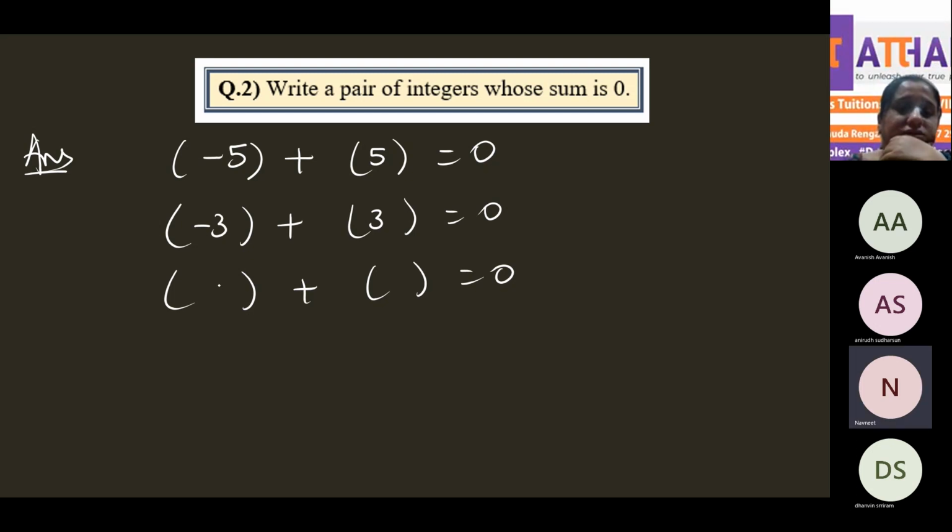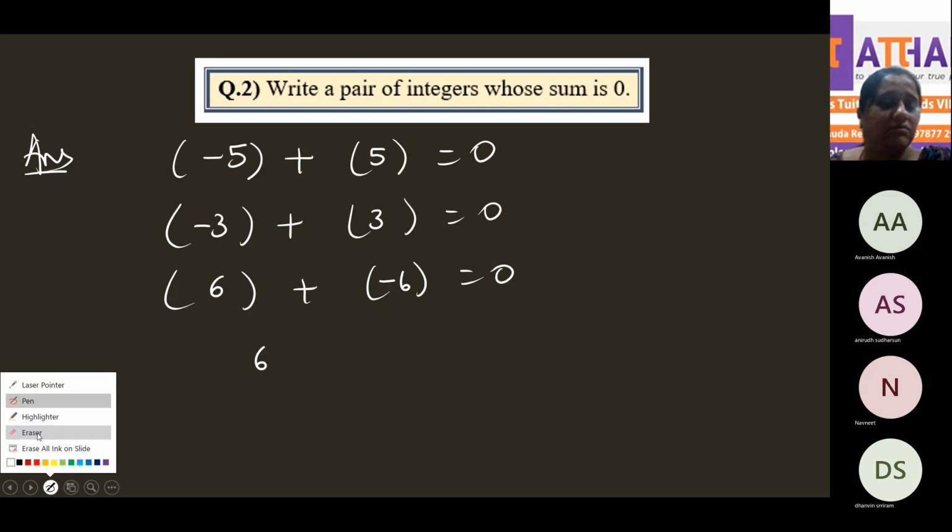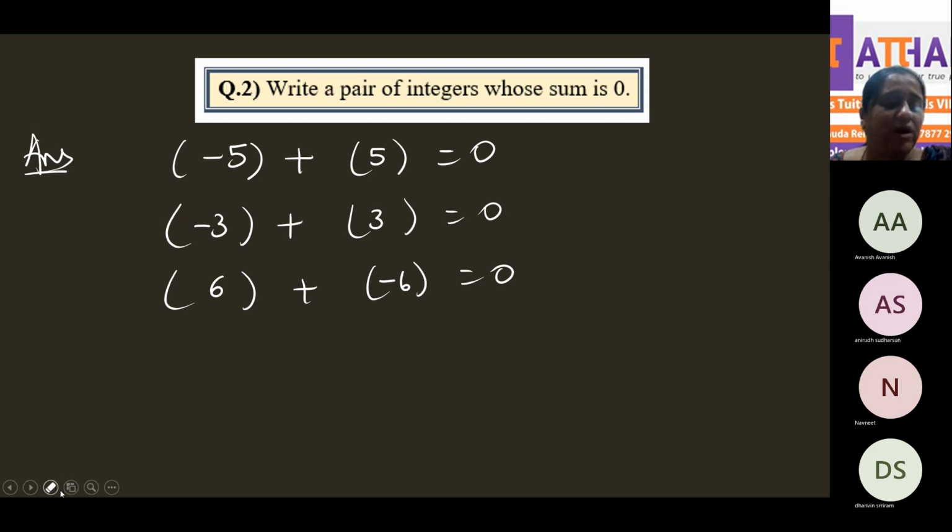Ma'am, minus 6. No, I want you to write a positive integer in the first bracket. So I'll write 6. Then what should I write in the second bracket? Minus 6. So how will you solve this? 6 plus into minus, which is minus. So they are different signs. So we subtract. So you get 0 and 0 has no sign. That's all. Meaning 0 is neither positive nor negative. 0 is an integer, but it's neither a positive integer nor a negative integer.